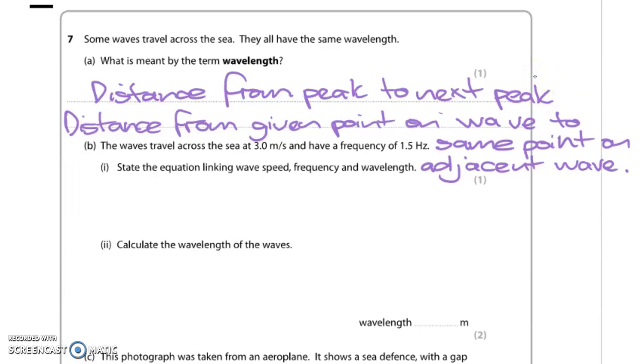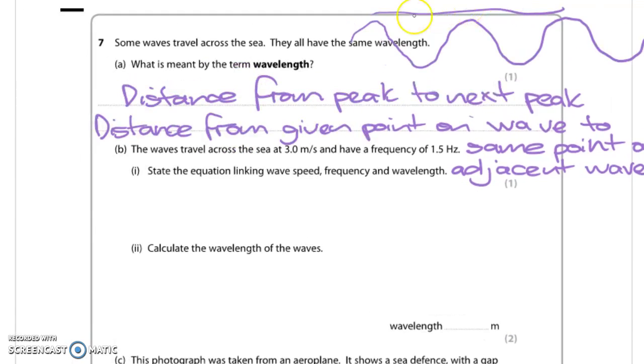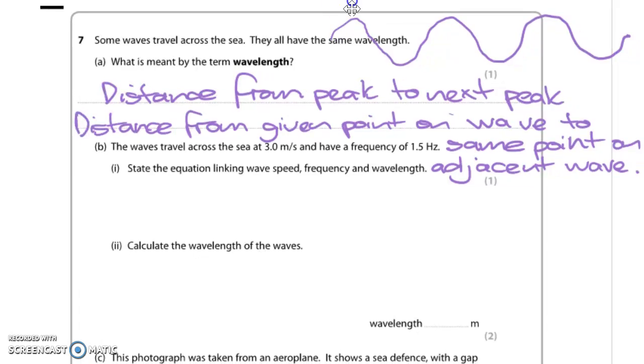I think that you probably get away with saying peak to peak, okay, but really we want to be saying which peak we're talking about, because there's lots of peaks, isn't there, on a wave? Is it that peak to that peak? Nope. It's the peak to the adjacent peak, the peak to the next peak on that wave, isn't it?